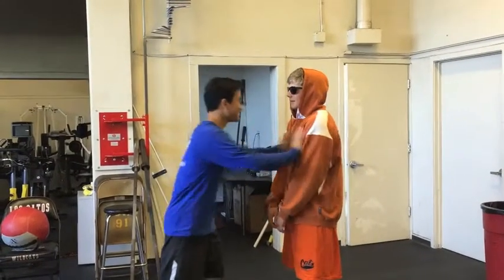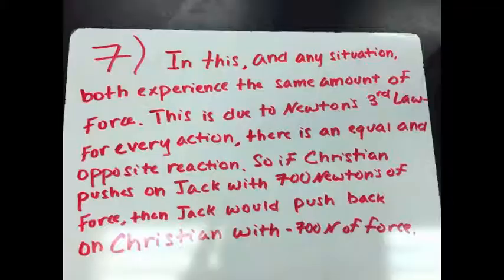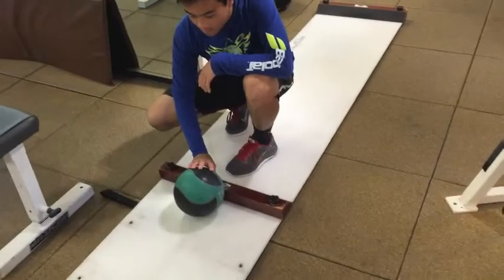Christian, with a mass of 66 kilograms, pushes on Jack with a mass of 77 kilograms. Who experiences the greater force? In this situation, both experience the same amount of force. This is due to Newton's third law. For every action, there is an equal and opposite reaction. So if Christian pushes on Jack with 700 newtons of force, then Jack would push back on Christian with negative 700 newtons of force.